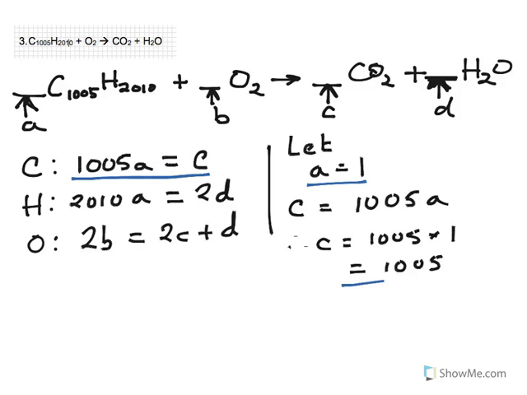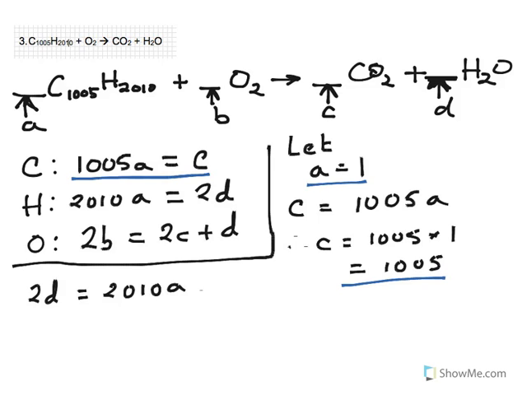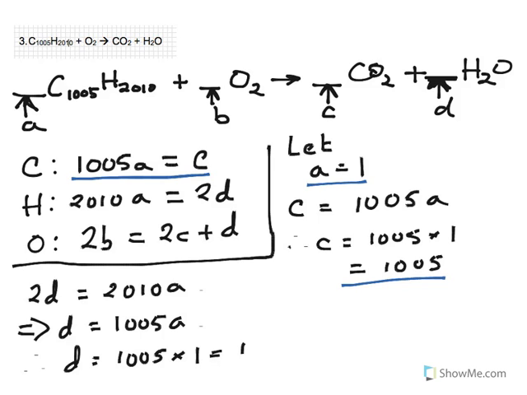Now that we have the values for A and C, we have B and D left to figure out. So we can go on to the next equation we have for the next element. So for hydrogen, we have 2010A is equal to 2D. So we can rewrite this equation as 2D being equal to 2010A. Dividing both sides of this equation by 2, we will have D is equal to 1005A. And now since we know that A is equal to 1, we can plug that into this equation to give the value for D. So therefore, D is equal to 1005 times 1, which is equal to 1005.